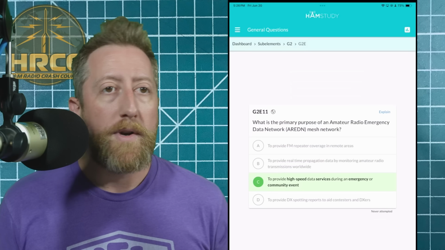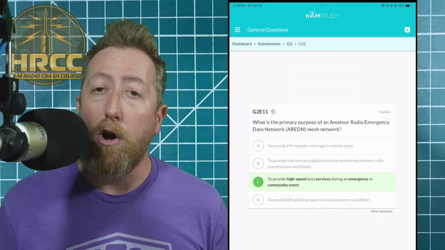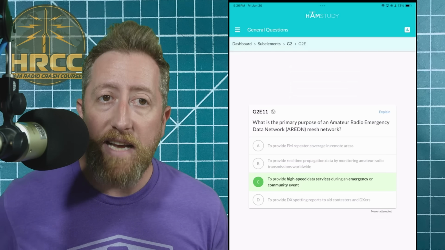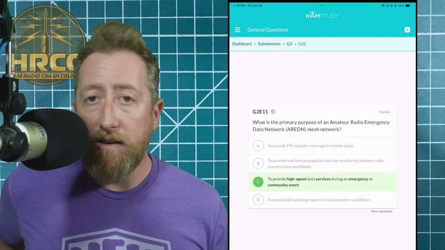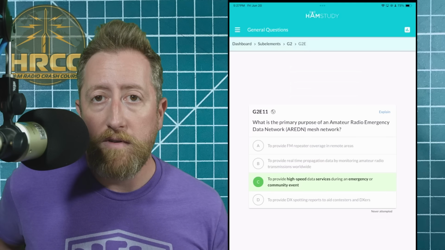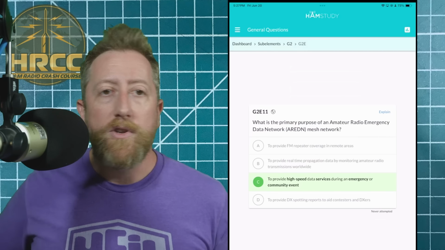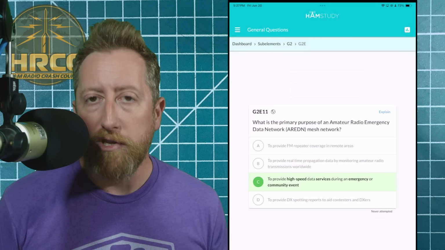Question 11. What is the primary purpose of an amateur radio emergency data network, or ARDN mesh network? And the answer is C, provide high-speed data services during an emergency or community event. And that's true. Data includes voice over IP phones, cameras like trail cameras, games even. There's all kinds of cool stuff that they do on ARDN, or the emergency mesh network.